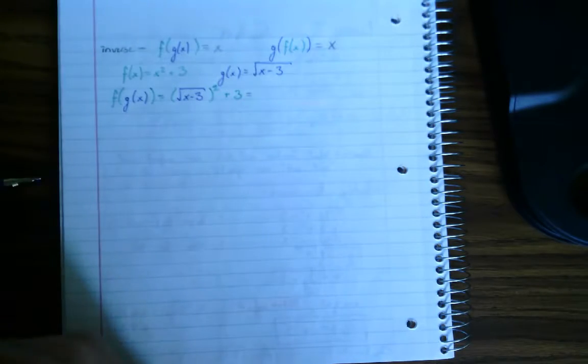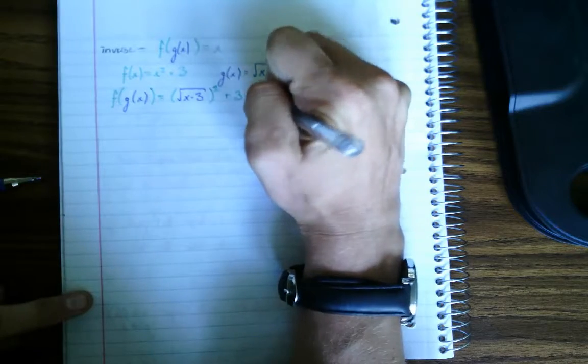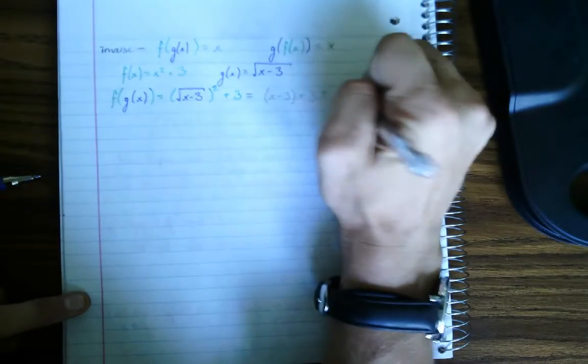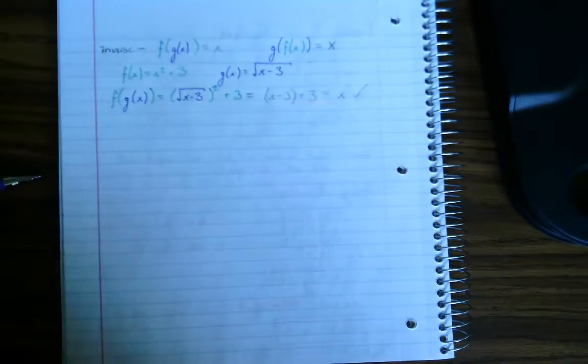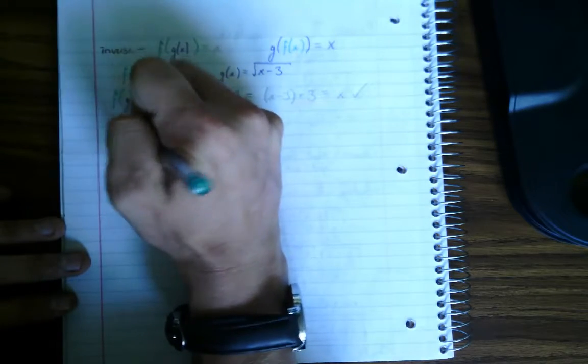We will see that it comes out to x minus 3 plus 3, or x. So far so good. We got one way done. Now let's try the g of f of x. So now we're putting our f of x function inside of our g of x function.